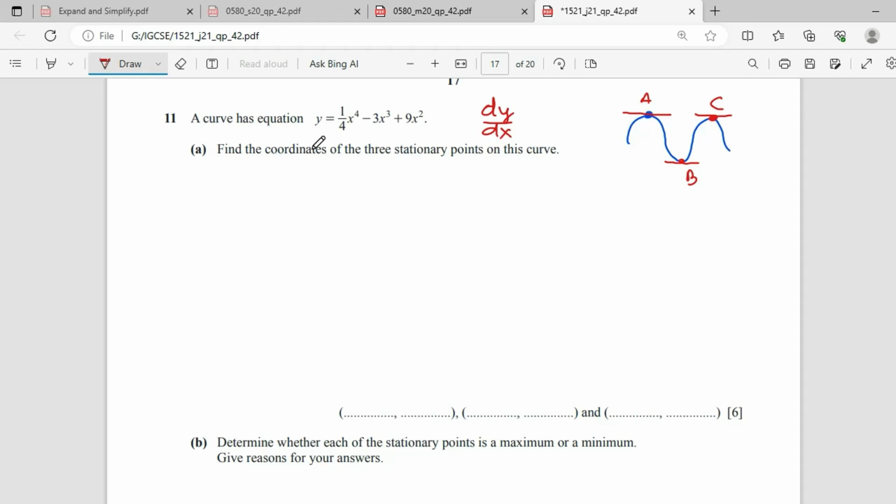Now let's do this question. Find the coordinates of the 3 stationary points on this curve. One equation is given. How can we find dy by dx? Suppose there is a function x raised to the power n, and I have to find the derivative. This is an algebraic function, and in this question also the function is algebraic. We write n times x raised to the power n minus 1. For example, for x raised to the power 4, we write 4 times x raised to the power 4 minus 1, which is 3. So this will be our derivative.